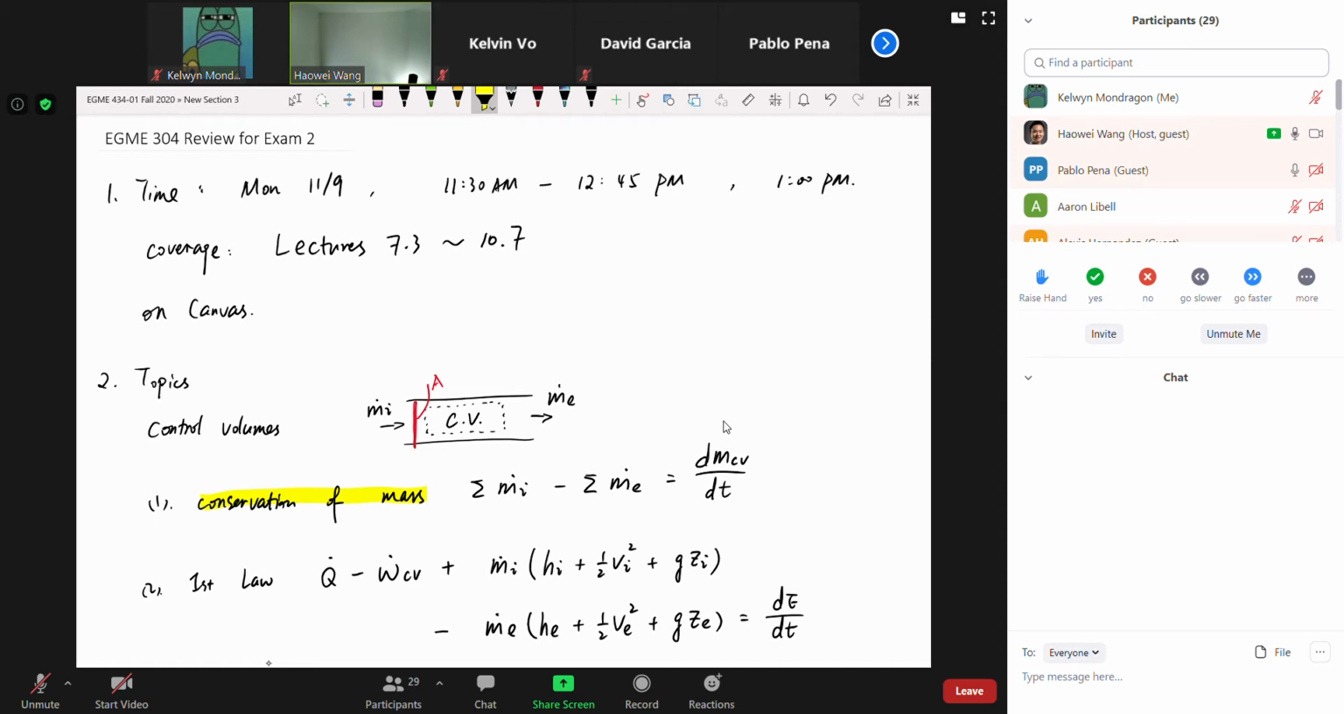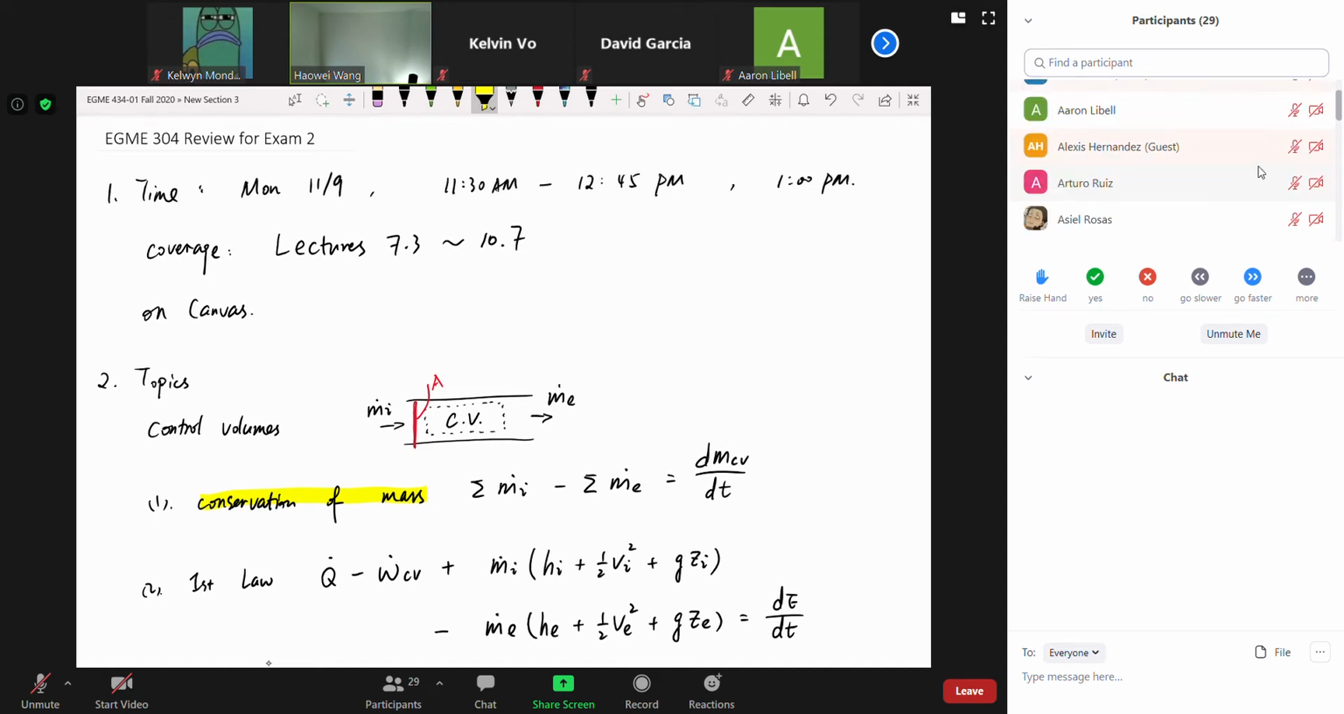What does the sigma sign tell you? It's the sum of all masses going in and out of the control volume? Yeah, you may have more than one inlet and more than one outlet. If that's the case, you just sigma up all the inlets and then sigma up all the outlets. Okay, that's why the sigma sign is there.